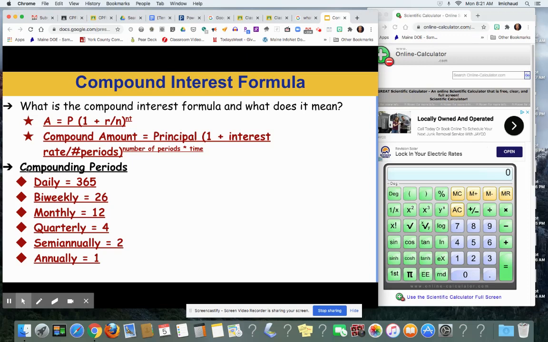How often can something be compounded? Well, this is when you add interest on the original interest that you've earned. So you add it to the original principal, and it begins to add up a lot more over time than simple interest. So daily is 365, biweekly is 26, monthly, that'll be 12 times within a year, quarterly, 4 times within a year, semi-annually, twice, and annually, of course, is once a year.